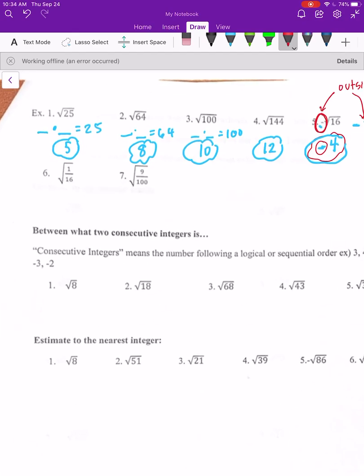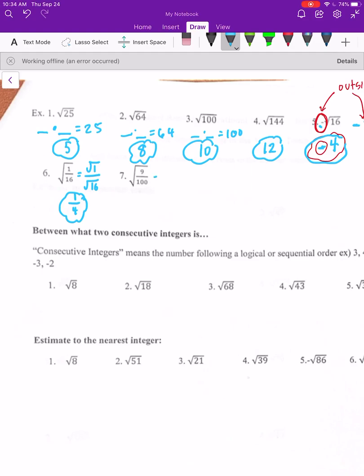Okay? All right, so now you can see for number 6, we kind of take it up a notch a little bit. Now I have a fraction under the square root. But what you can do when you have a fraction under the square root, you can think of each of these individually. So you have the square root of 1 and you have the square root of 16. The square root of 1 is 1. The square root of 16 is 4. So my answer would be 1/4. So you just look at them individually.